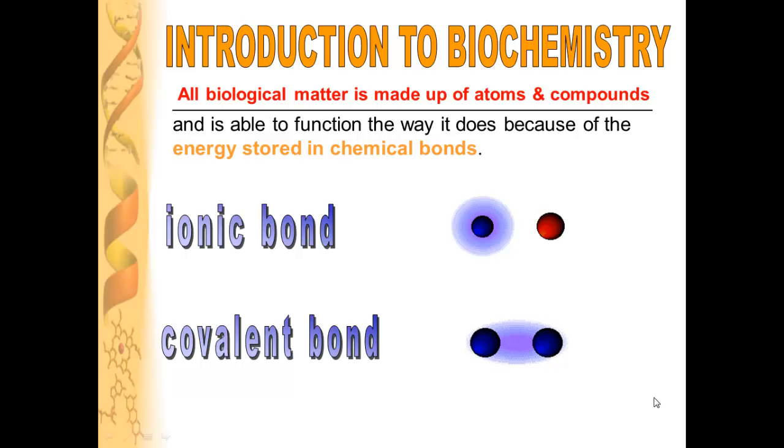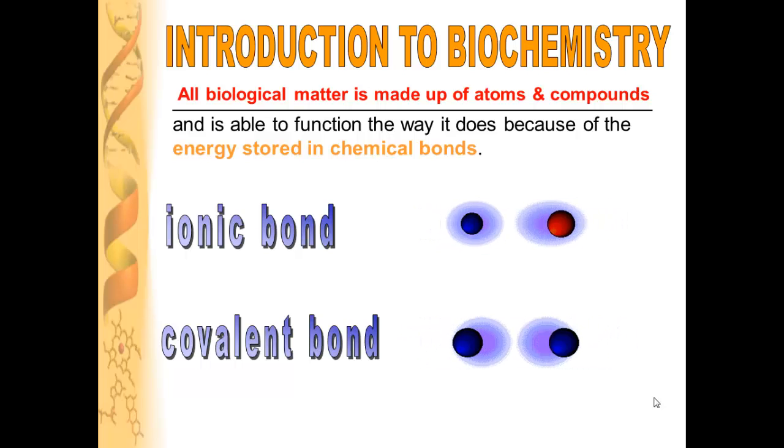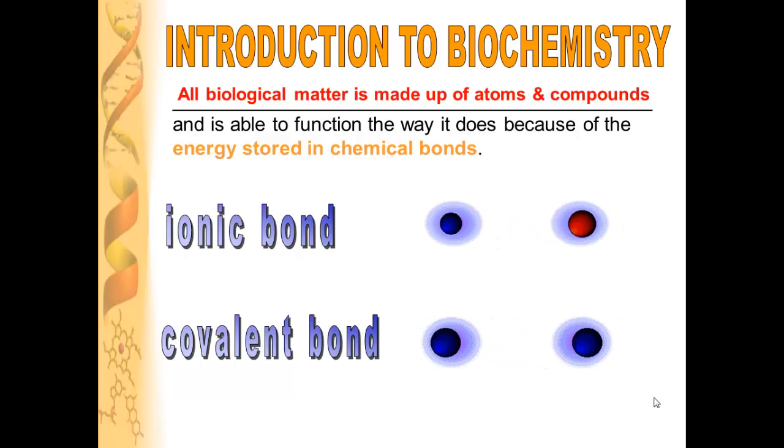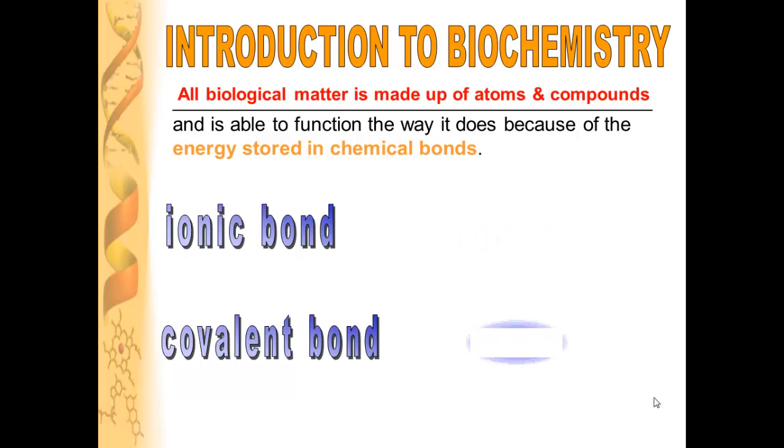Before we can get into the human body and understand all the processes that happen inside us, we have to understand a little bit about the chemicals that are inside us and make all of the things happen. Atoms are joined together with bonds, and when atoms are joined together, they make compounds. There's energy stored in these bonds. It takes energy to break the bonds, and it takes energy to make the bonds.